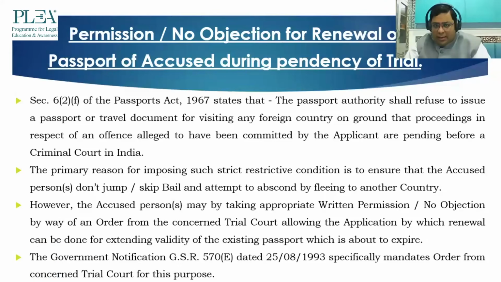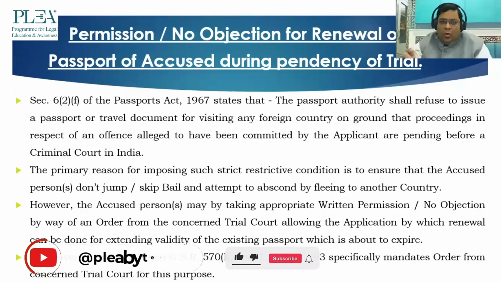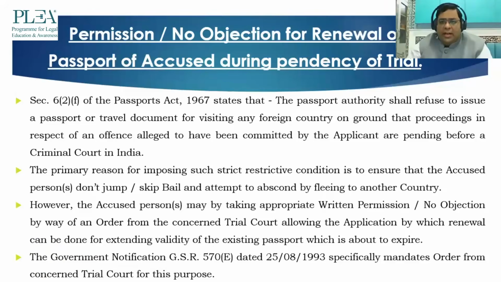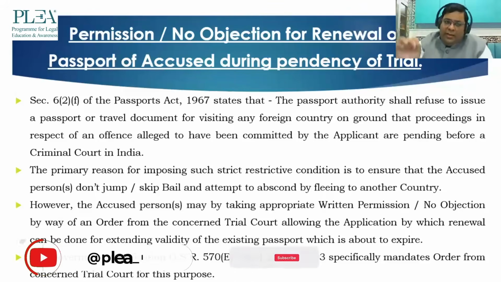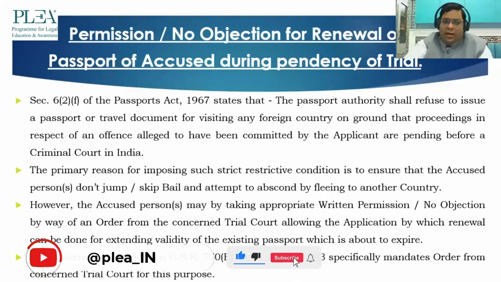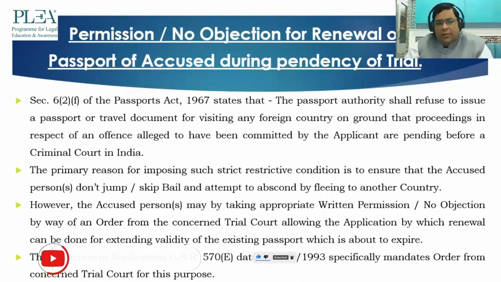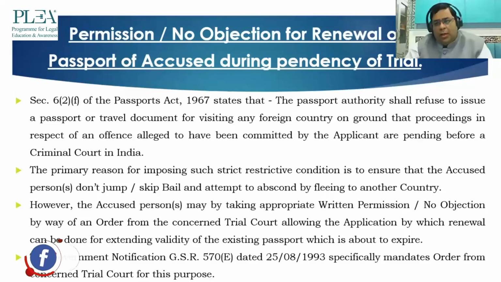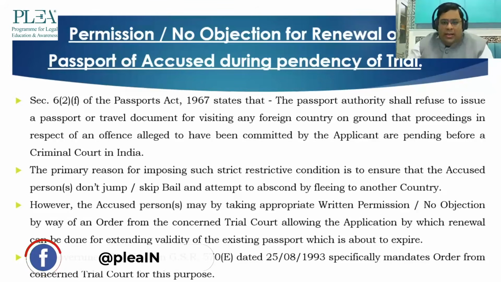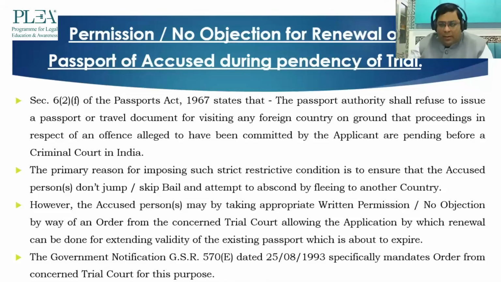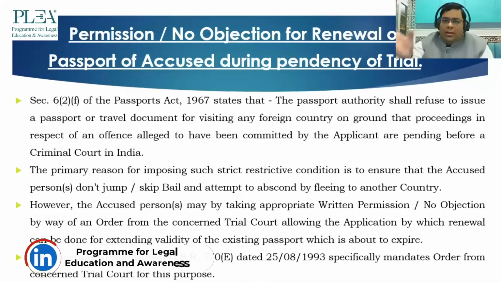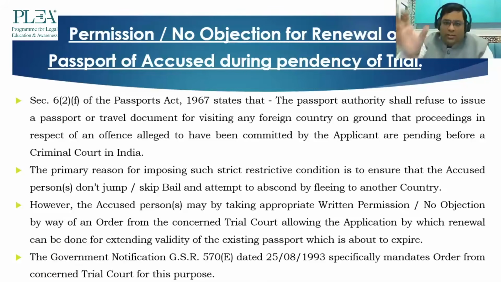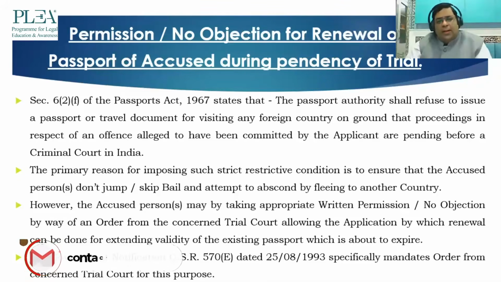The Passports Act 1967 has a restrictive covenant which gives the power to the passport authority to refuse issuance of a passport or any travel document for visiting any foreign country on the specific ground that the person applying for it is alleged to have committed an offense for which trial is pending before a criminal court in India. Ordinarily, under Article 21, every citizen has rights, but this strict condition is put so that the accused person does not jump or skip bail.